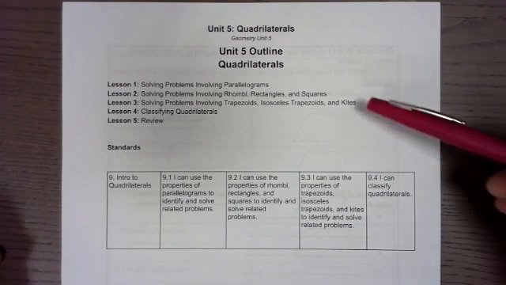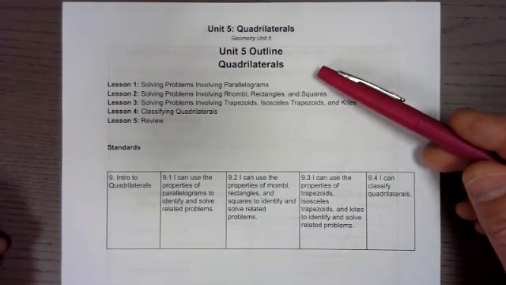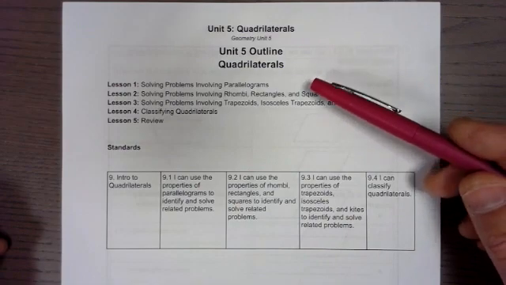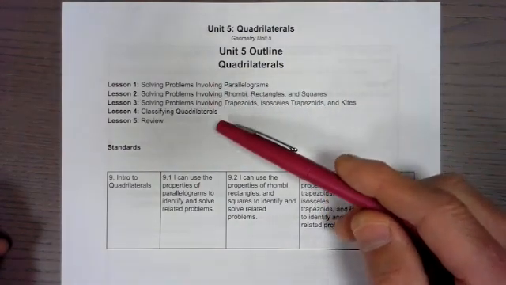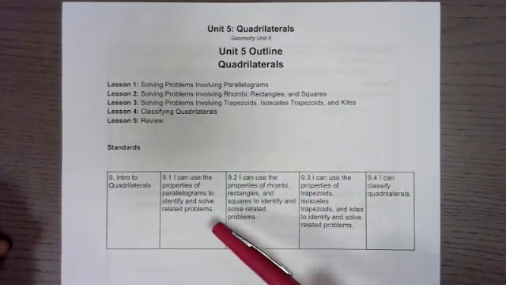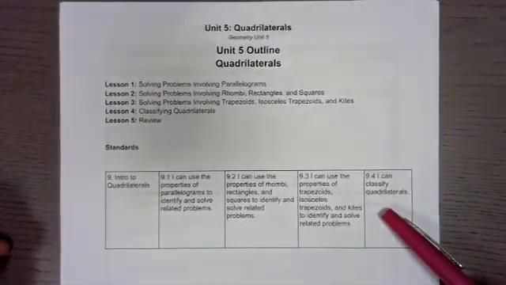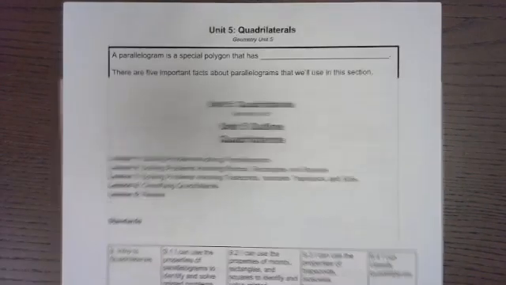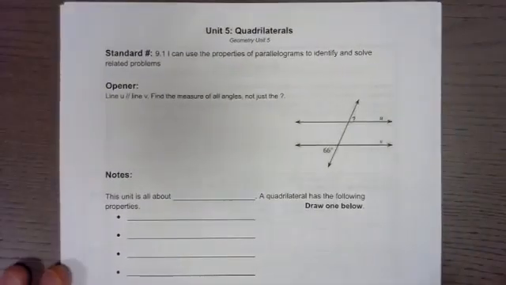So today we're going to start Unit 5, and Unit 5 is going to be all about quadrilaterals. Quadrilaterals are four-sided figures. We've got 5 lessons here, including the review, and we have 3 topics in our one standard for Intro to Quadrilaterals. Okay, so let's go ahead and jump in to Lesson 1.